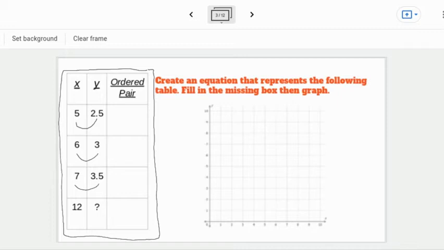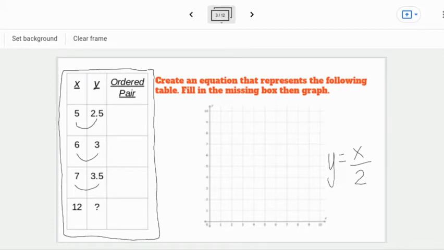So if it follows a pattern, I write my equation. So I have y equals, and what did I do to every x? I divided it by 2. So there's my equation. That's the first directions. Create an equation. Now, we're going to turn, and you're going to do this with me.